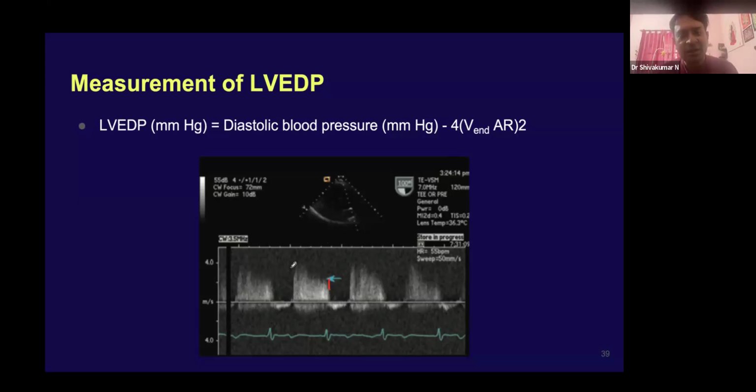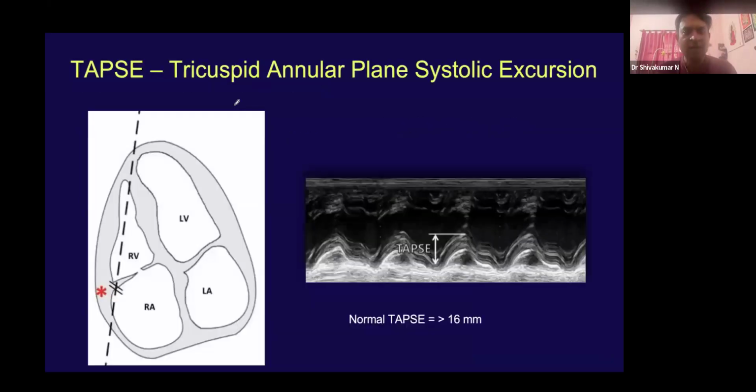So this is the AR jet waveform. The end aortic regurgitant jet velocity will give you, in the formula, the left ventricular end diastolic pressure measurements. Another important right ventricular measurement is the TAPSE.